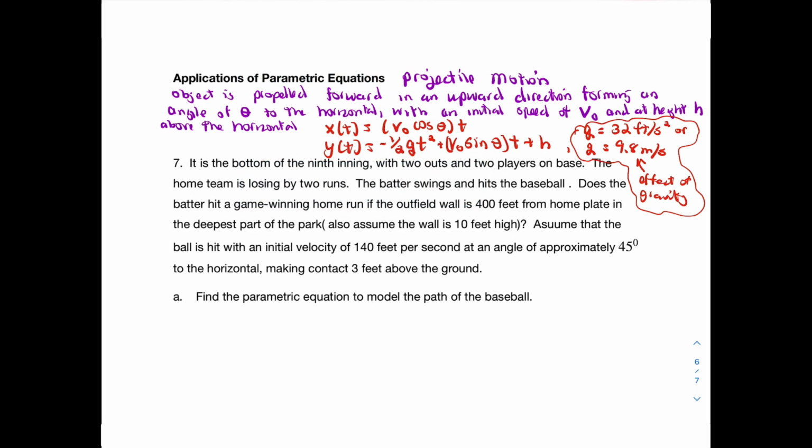The home team is losing by 2 runs. The batter swings and hits the baseball. Does the batter hit a game-winning home run if the outfield wall is 400 feet from home plate in its deepest part of the park? Also assume that the wall is 10 feet high.